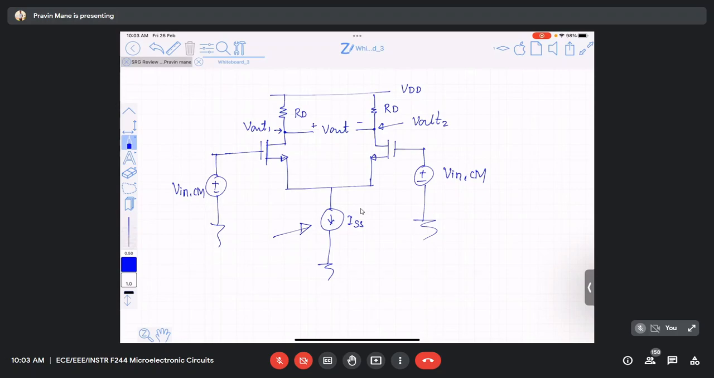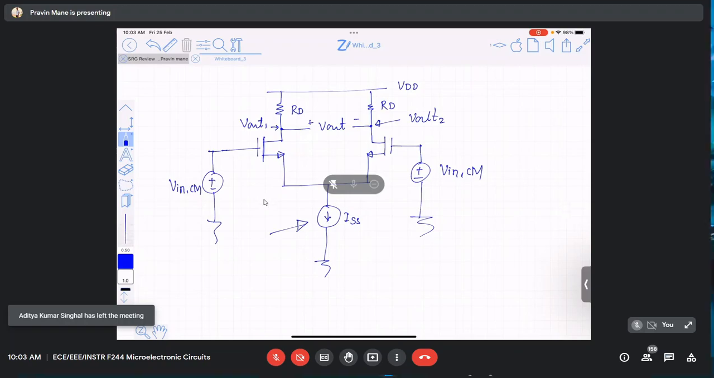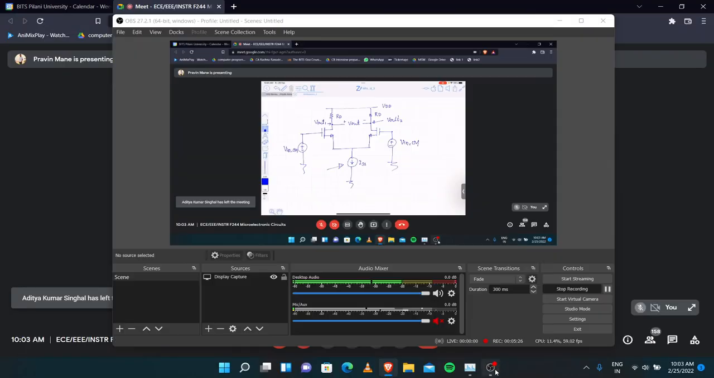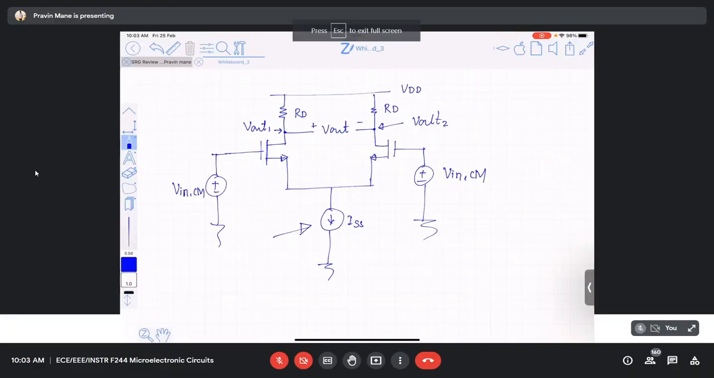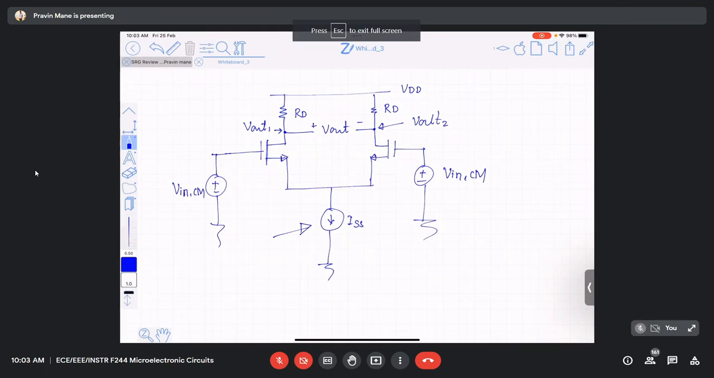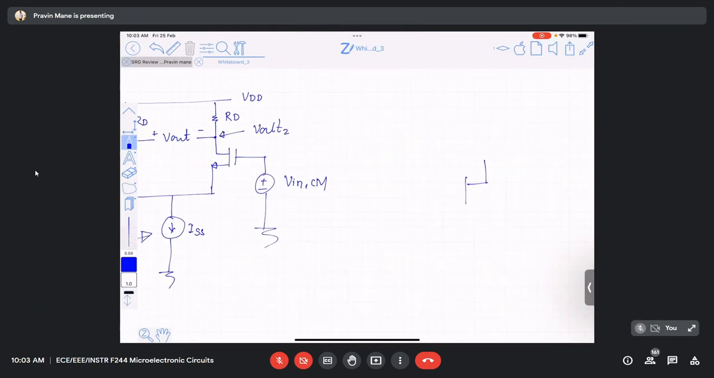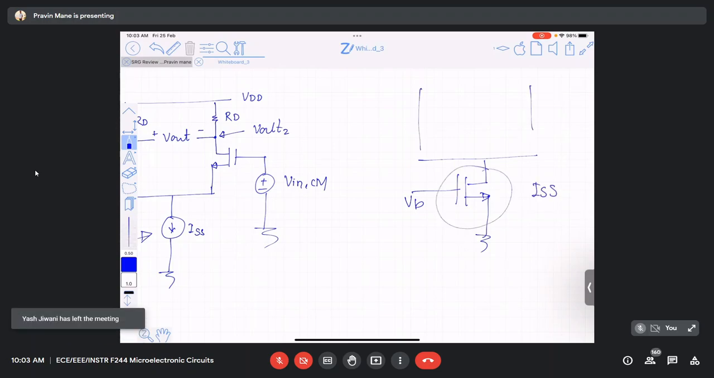How is it implemented? Can anybody tell me how ISS is actually there in the circuit? A transistor in saturation. Somebody says that, suppose if I connect this to VB and this is the rest of the circuitry, can I call this ISS? Yes, sir, given that VB is greater than the threshold. Okay. So this will be in saturation.